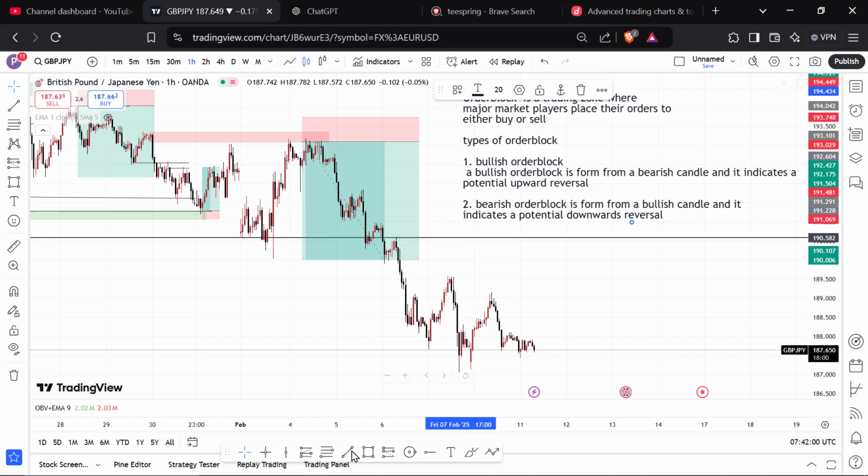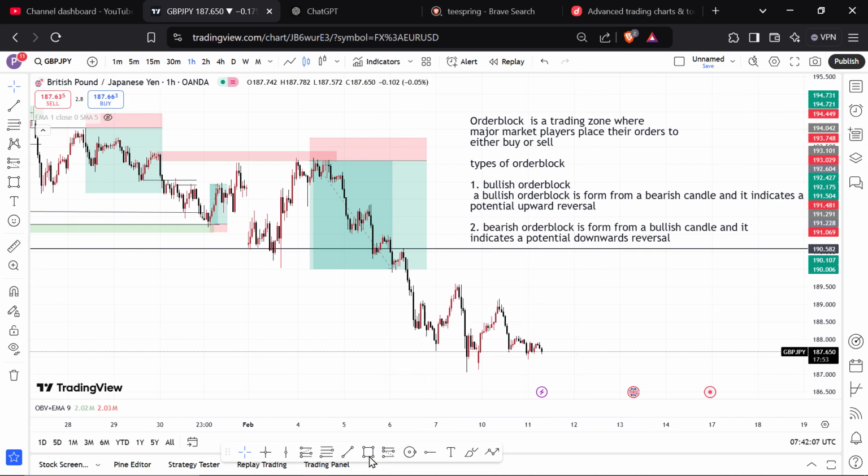Now, let me draw a bullish order block for you. This is a bullish order block. A bullish order block starts with a what? A bearish candle. Now, this is a bearish candle, right? The next candle has to engulf this one.